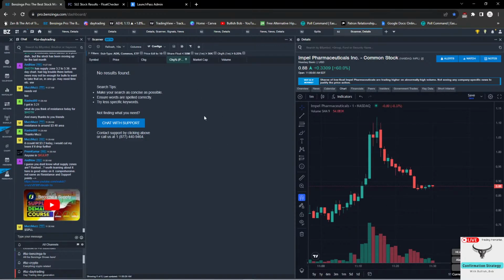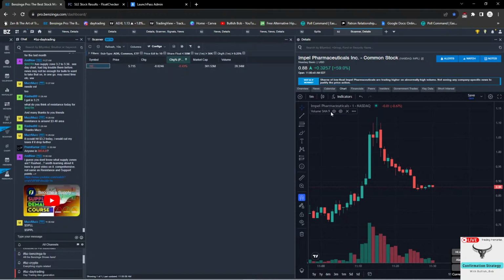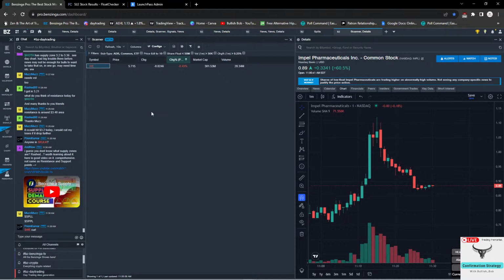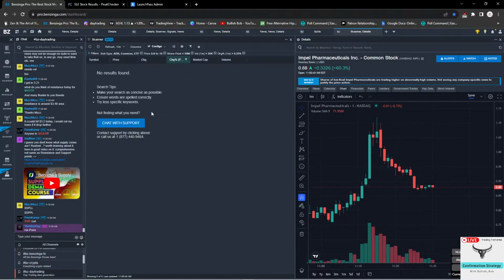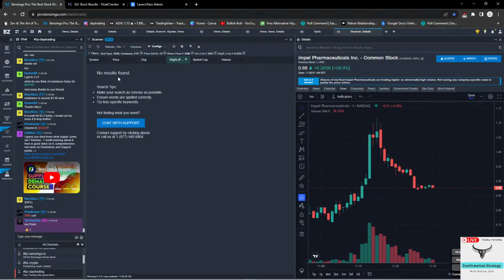If I keep my cursor to the left-hand side, you can see that the volume right here is changing. And that's the current candle that it's on. So right now it has 71,000 shares and is a red candle. So there's no results here. It has to be a green candle, right? It has to be a percentage up at least 0.25%, right? So that's pretty cool. That's one way to do it here in Benzinga.